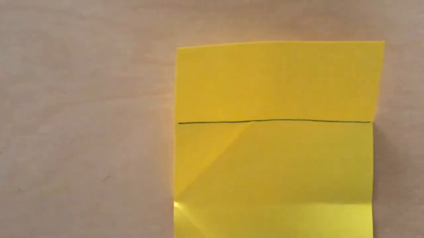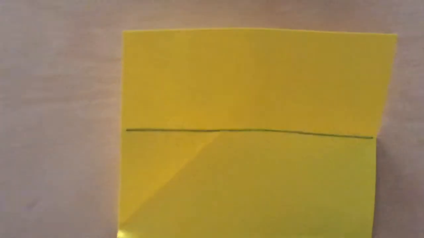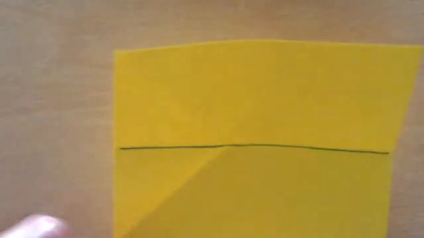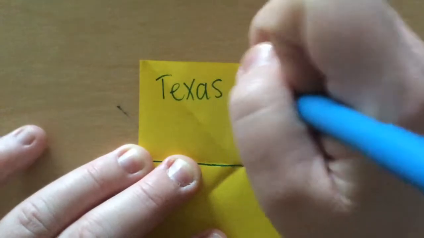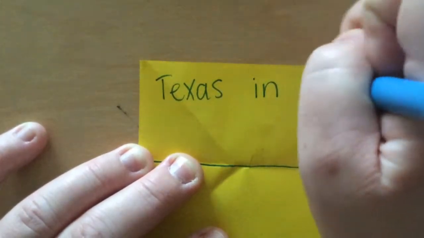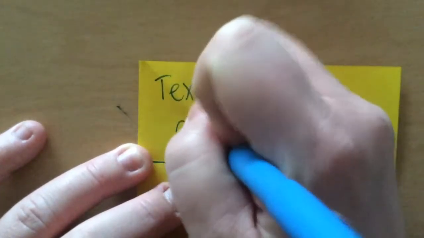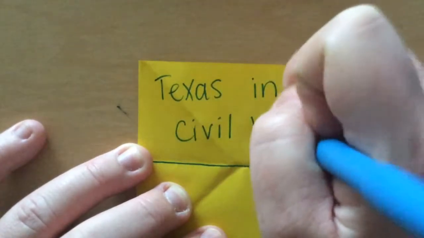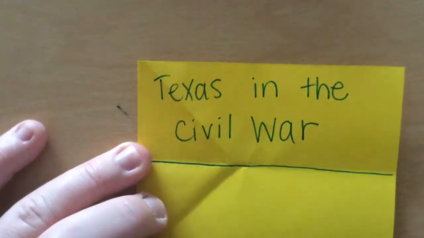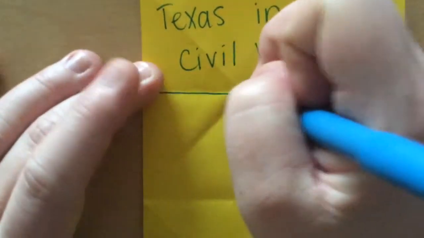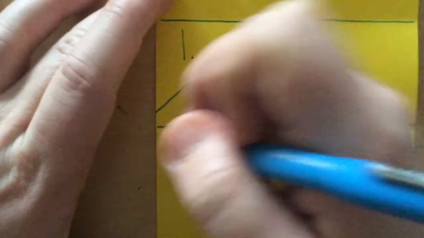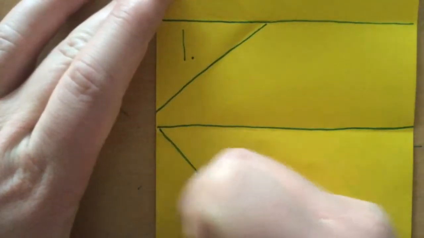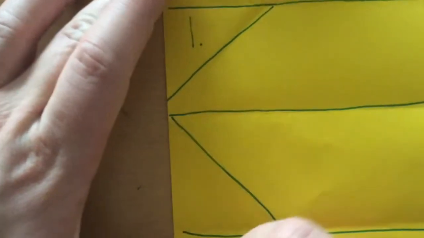I'm going to adjust my camera for a second. There we go. The first section is going to be the title. Today we're looking at Texas in the Civil War. Okay, and as I already said, there's going to be 5 reasons. I'm going to draw a line right there. This is number 1. Draw a line there, draw a line here. Another one right there.